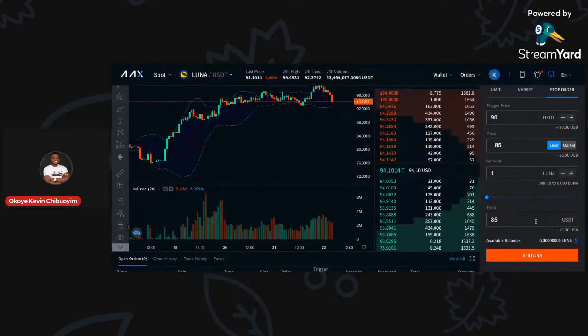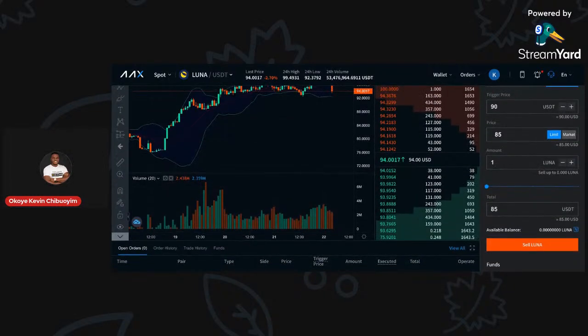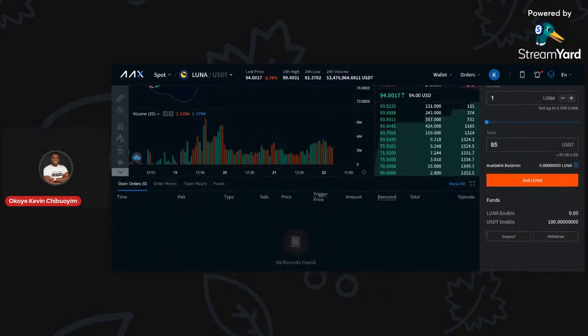So you're only going to make $85 from this trade. So you're going to lose money. Why are you going to lose money? Because you bought at 93. So remember, a stop order is to actually lose money, but lose lesser money. Do you understand? So this is basically it.